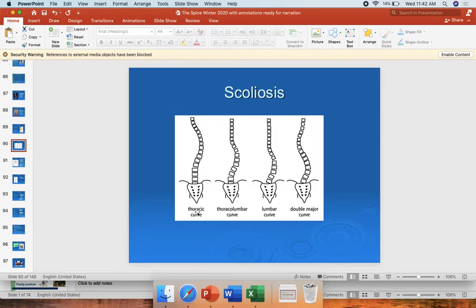This is some of those curvatures that we might see with our scoliosis. So you can have simply a unilateral curve to one side, either in the thoracic vertebral region or in the lumbar region. It could span both regions, the thoracolumbar curve, or you could have this double major, which in my experience is the more common of the two, where you're going to have a curve and then a correcting curve on the way back up.